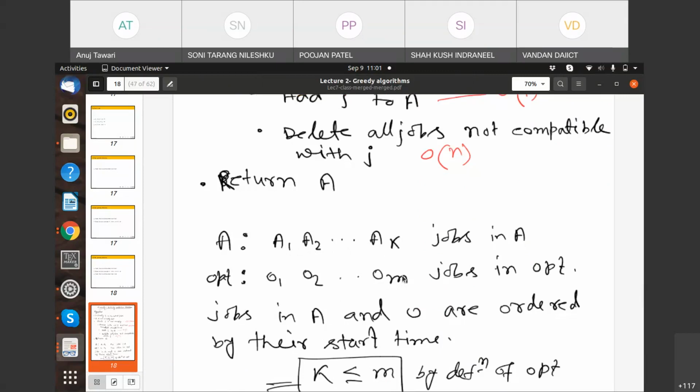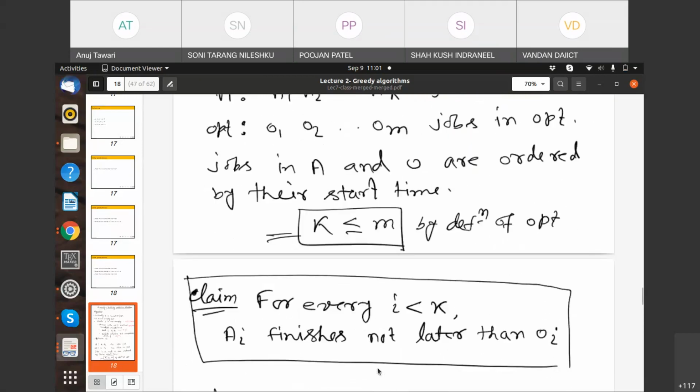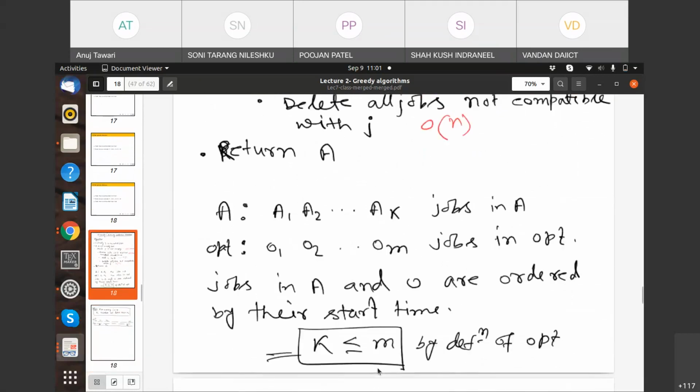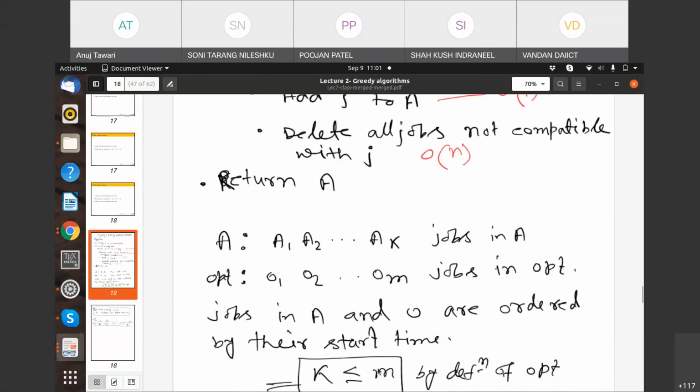Let's say the solutions we have are sorted by their start time. A1 has the first start time, A2 has the second, up to AK. One thing you can definitely say is K is less than or equal to M, because M is the optimal, so M has to be the maximum. But what we want to show is that K equals M. So how are we going to prove that?